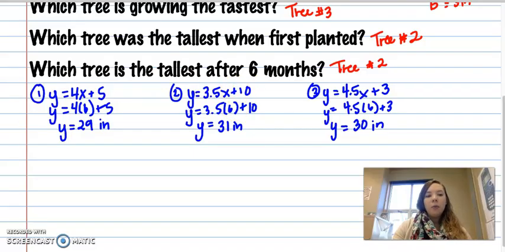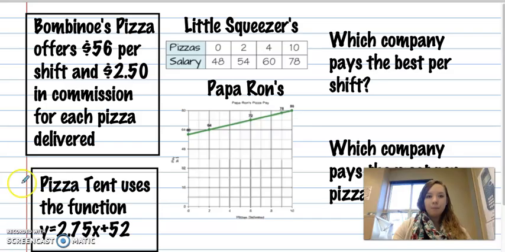All right, we're going to do one more example with some pizza places. So here it says Bambino's Pizza offers $56 per shift and $2.50 in commission for each pizza delivered. Okay, the shift is happening one time in this case. This is our B, $2.50 per pizza is our slope. Okay, so here this would be $2.75 per pizza and $50 per shift.